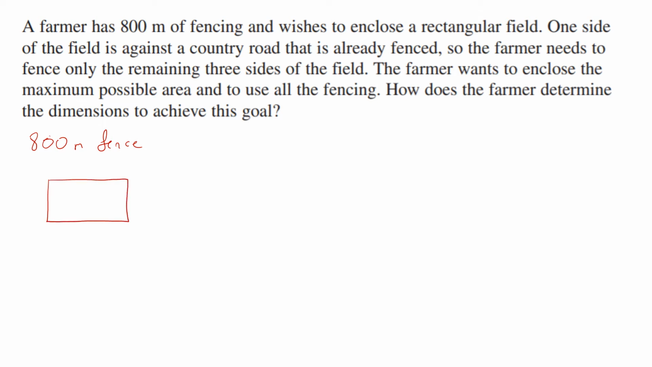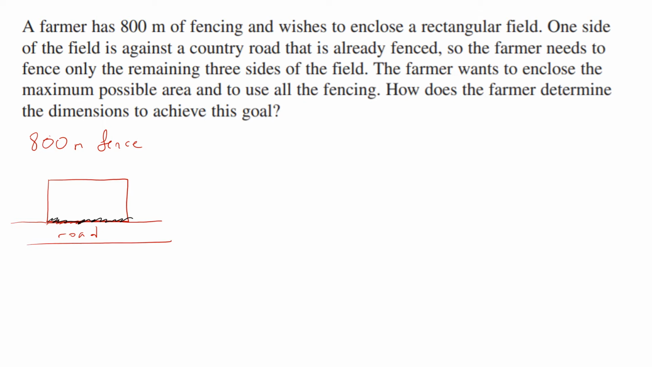One side of the field is against a country road that is already fenced. So I'm going to put my road over here, and I know this is fenced already. Let me put it in a different color. This is fenced, so I don't count that. The farmer needs to fence only the remaining 3 sides of the field.